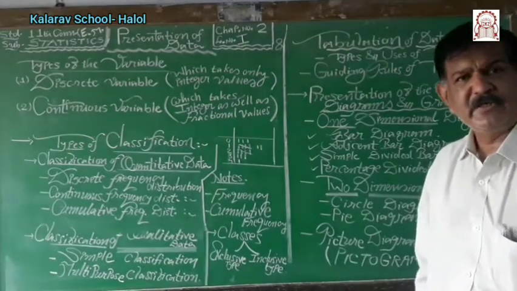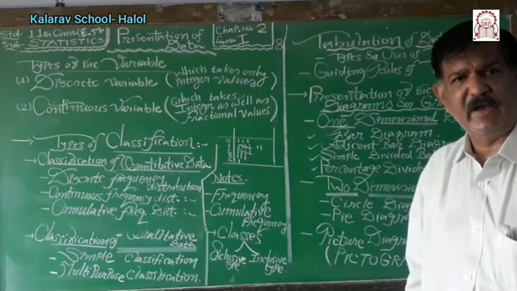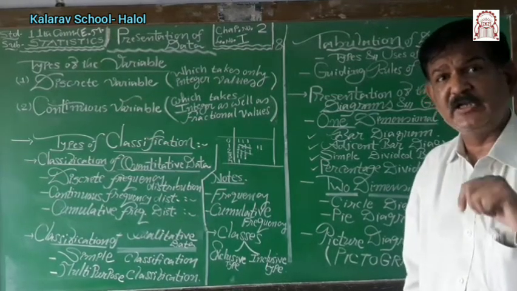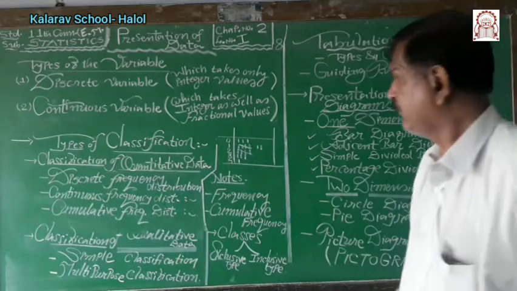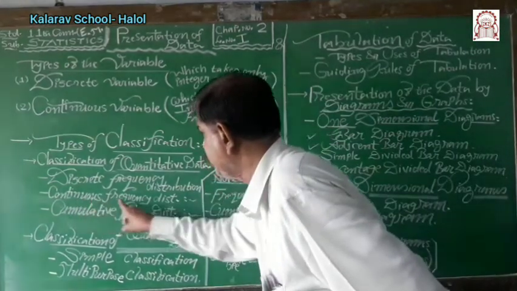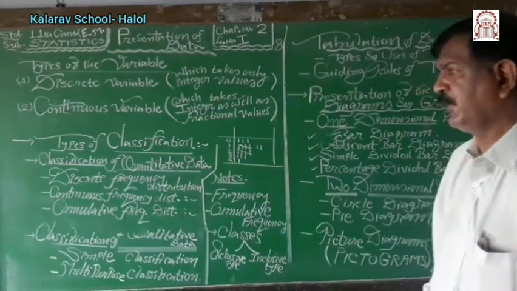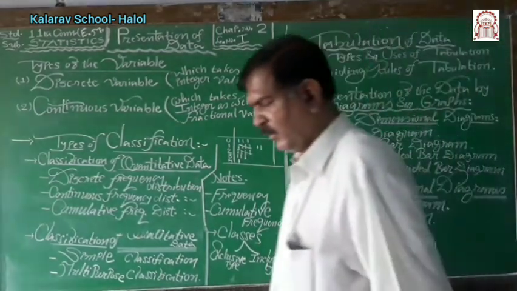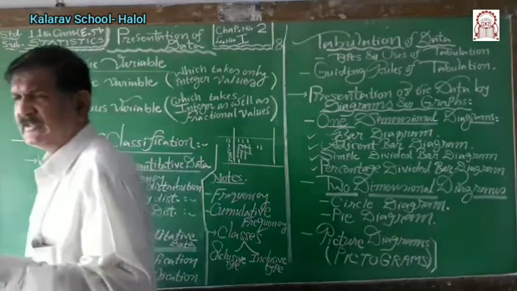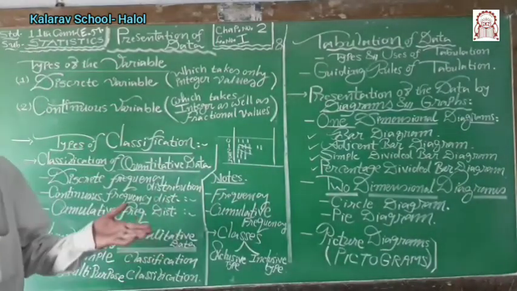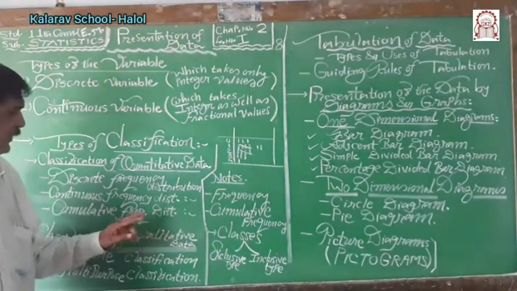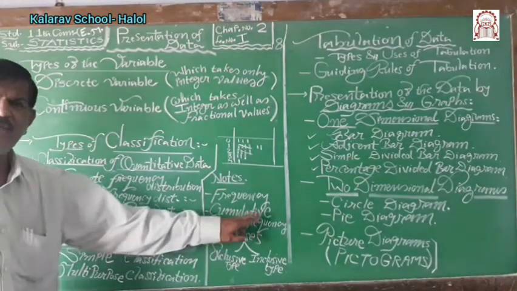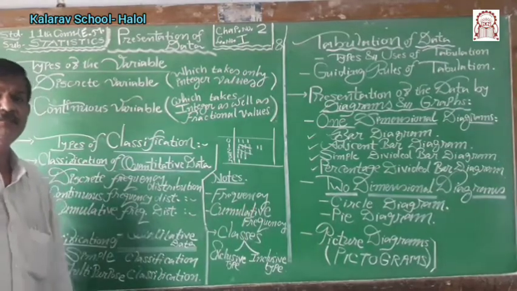If the height of the person is 5 feet 3 inches, means 60 plus 3, 63 inches, then it becomes a fraction. Then this type of classification is continuous type frequency distribution. And cumulative type. Cumulative means two types of frequency: less than type cumulative frequency distribution and more than type cumulative frequency distribution. Means cumulative frequencies are of two types, more than type CF and less than type CF.